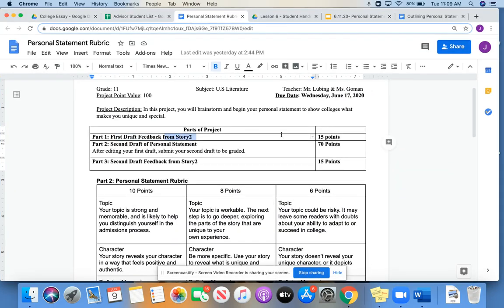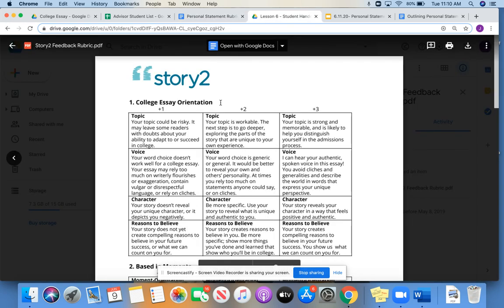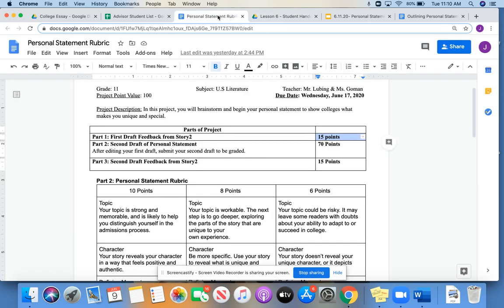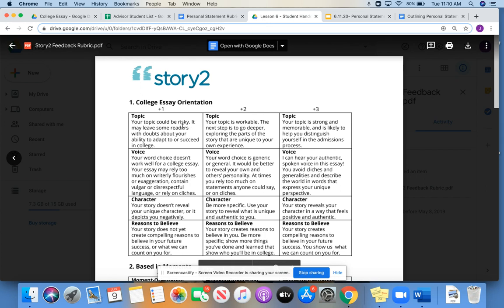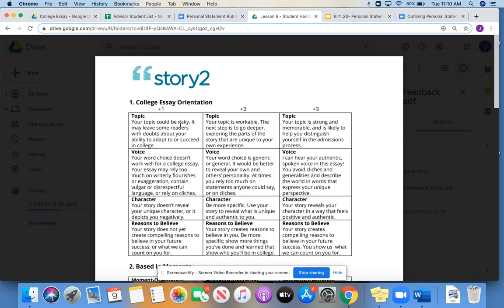That is what the first 15 points of your project are, that you received feedback for your first draft of your college essay. So I want to go through the feedback, the Story 2 rubric, which is pretty much the same as the rubric that Mr. Lubing and I will be using to grade your second draft. All right. So this is the rubric that they use.